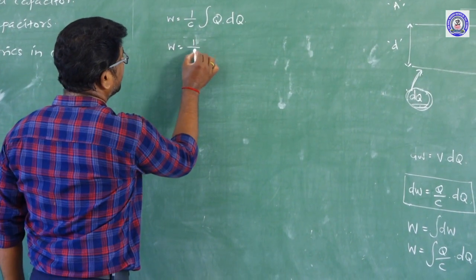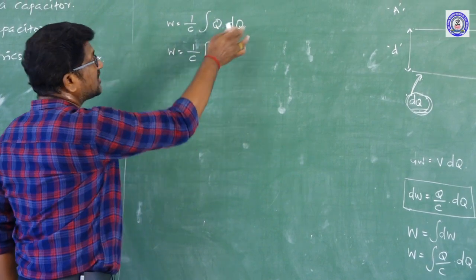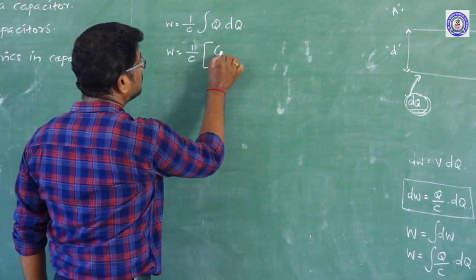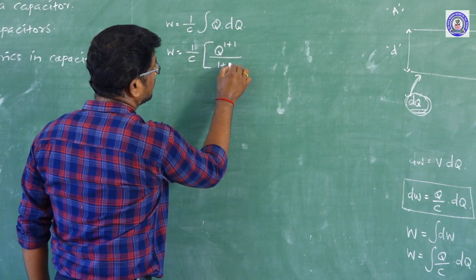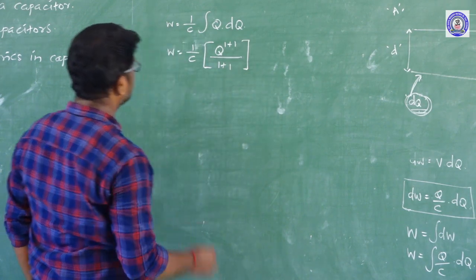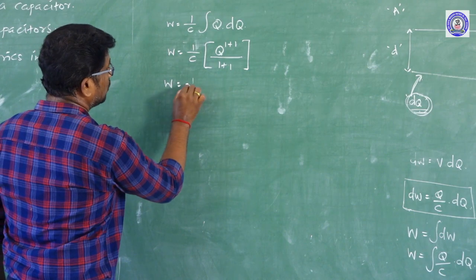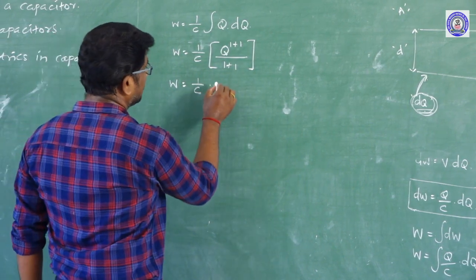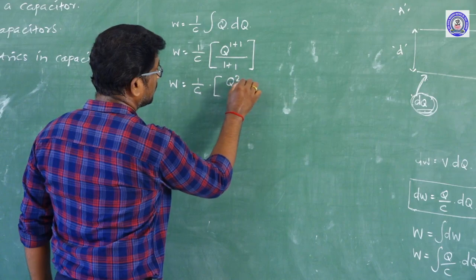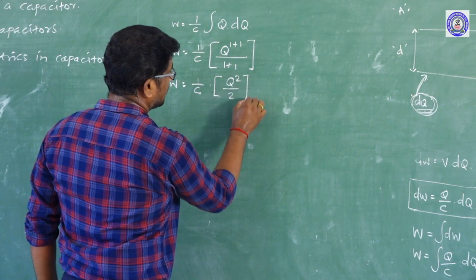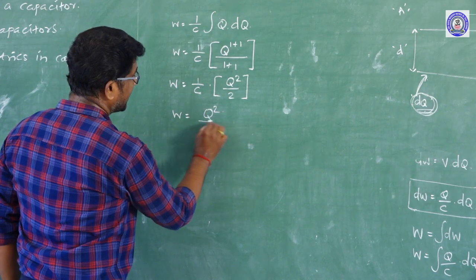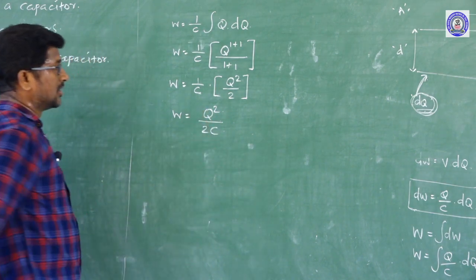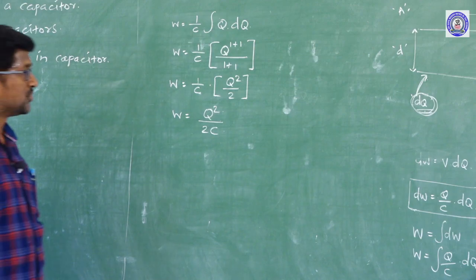W is equal to 1 divided by C into integration of Q into dQ, which is Q power 1 plus 1 divided by 1 plus 1. So, W is equal to 1 divided by C into Q square divided by 2, or W is equal to Q square divided by 2C, right.